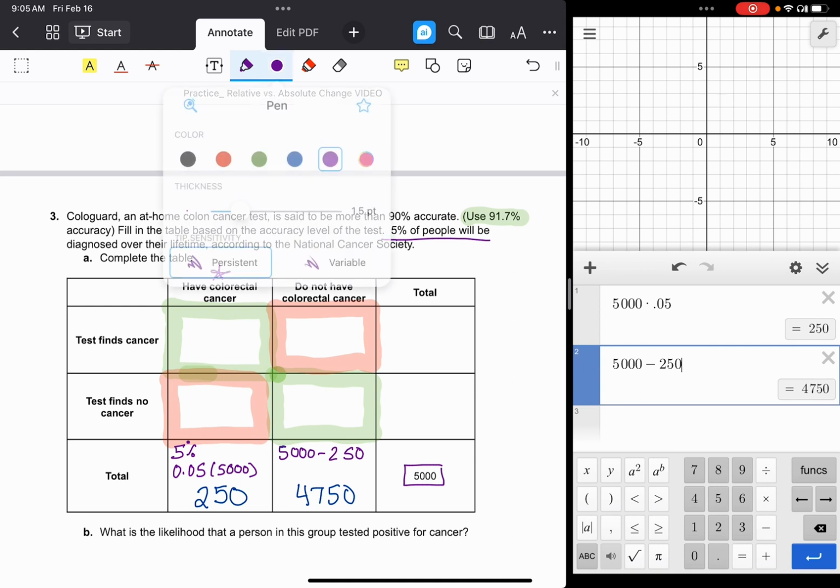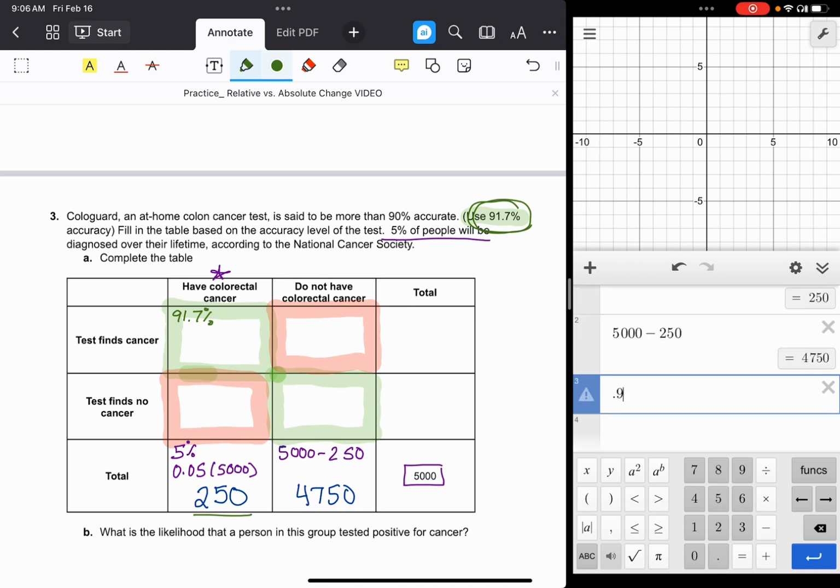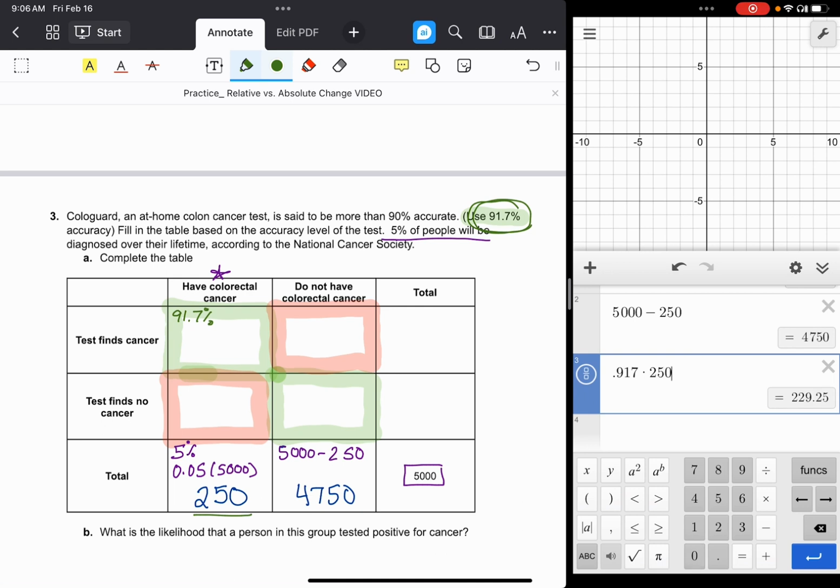And so we're going to go back to that 91.7% number we have up here. Because remember we said the test gets it right 91.7% of the time. So that means of these 250 people, it's going to correctly diagnose that percentage of them. So basically, I need 91.7% of my total below. And so I'm going to do 0.917, so that's 91.7% as a decimal, times that 250. So of those 250 people.